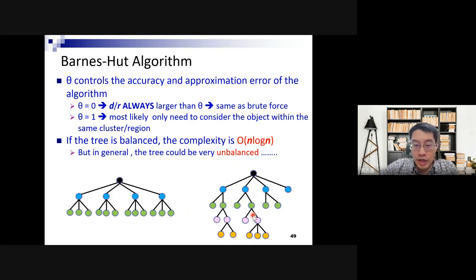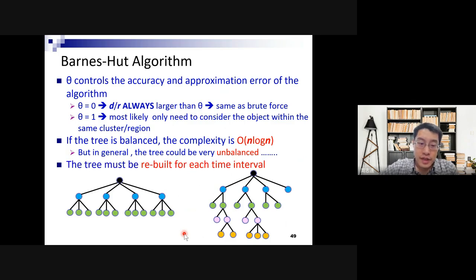And also, this technique has a drawback: the ideal complexity can only be reached if the tree is balanced, right? If the tree is not balanced, you probably have less chance to approximate them together, or you have to traverse the tree deeper. And so usually that will increase the time complexity, or the actual computing time. So how to make the tree balanced is a problem.